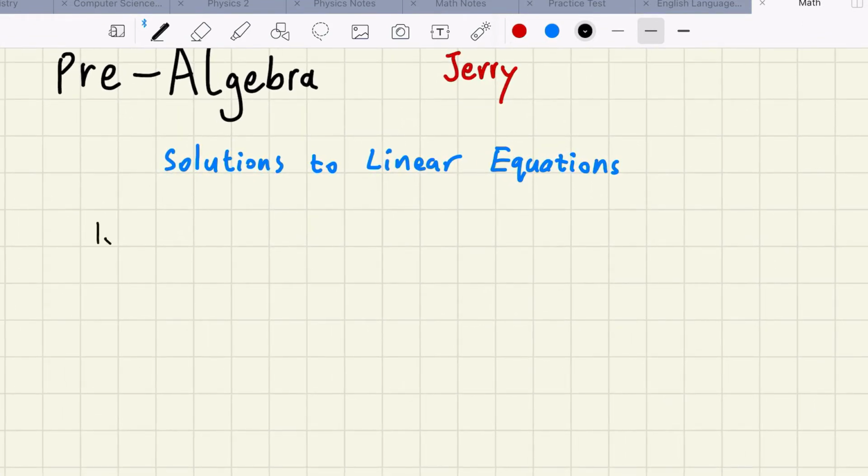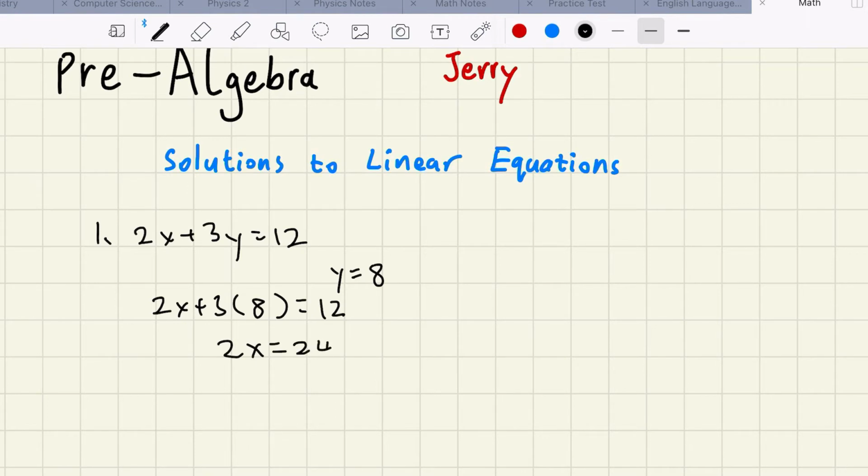So let's try one first. 2x plus 3y equals 12. And it is given that y equals 8 is a solution to this problem. So what this means is that this is an equation, right? And y equals 8 is a point on this function. So we have to plug 8 into the equation for y. So 2x plus 3 times 8 equals 12, 2x plus 24 equals 12, sorry.